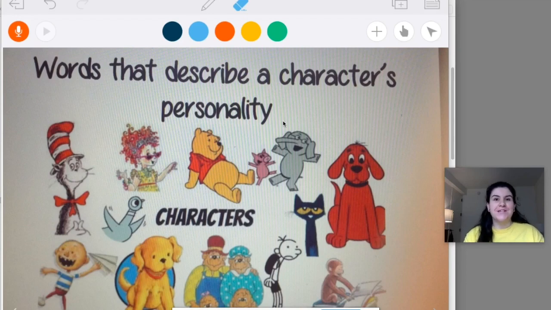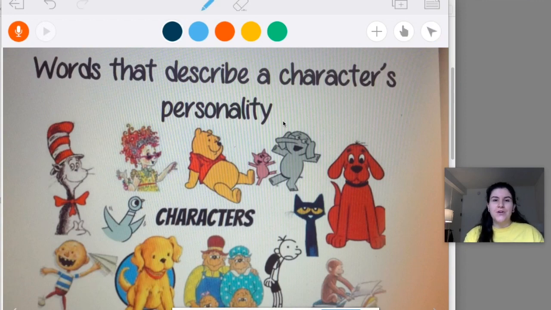Today we're going to focus on character traits. Character traits are words that describe a character's personality. That means we focus on the things that they say and do instead of the way that they look or the way that they feel. Let's take a look at some of the characters we have here.